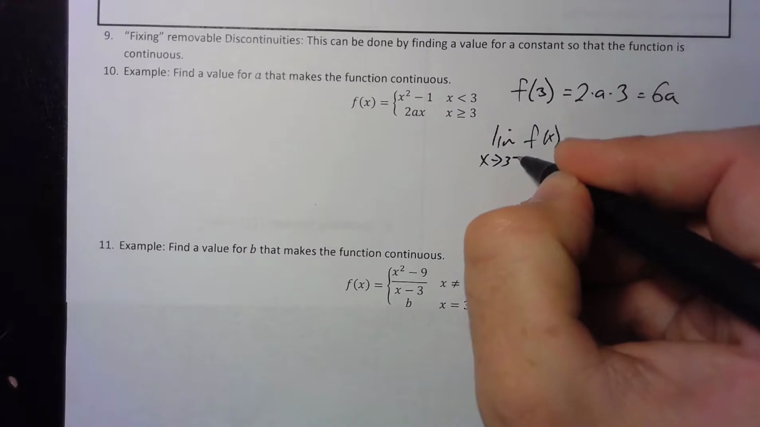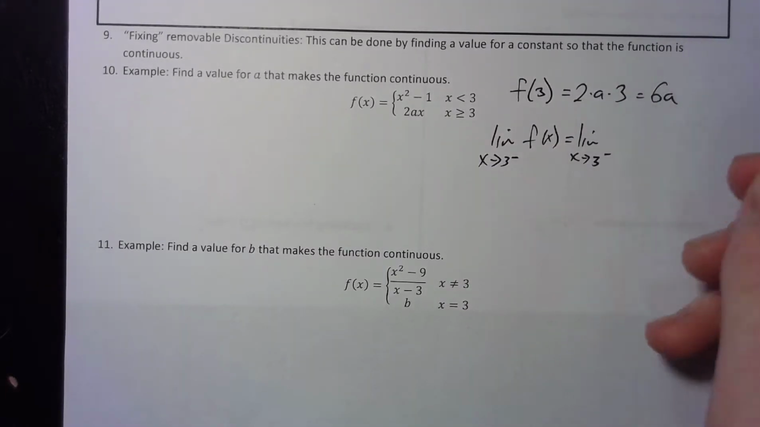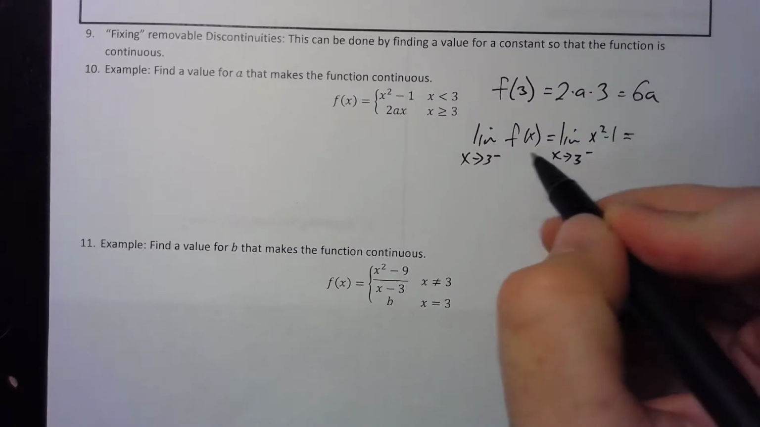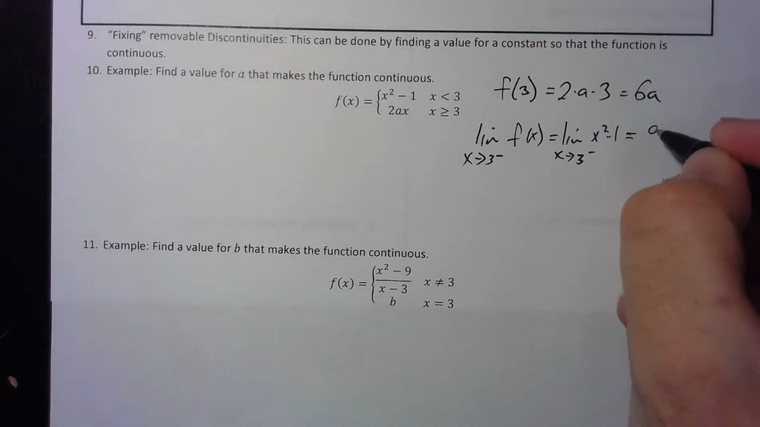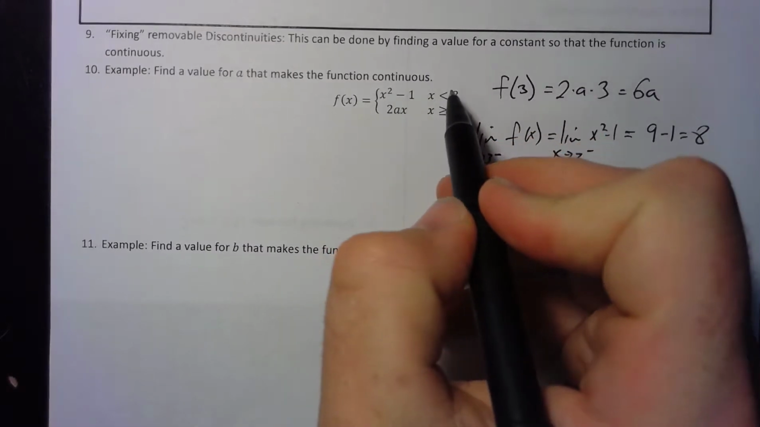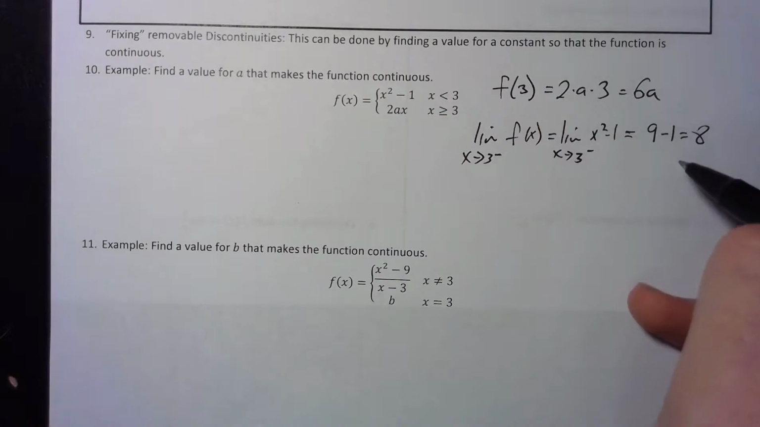So I'll work from the left first, giving me the limit as x approaches 3 from the left of x squared minus 1. If I attempt to plug in 3 to this limit, I can plug in 3, giving me the limit value of 9 minus 1, which is 8. So again, from the left, as I get closer and closer to the x value of 3, this function is getting closer and closer to 8.